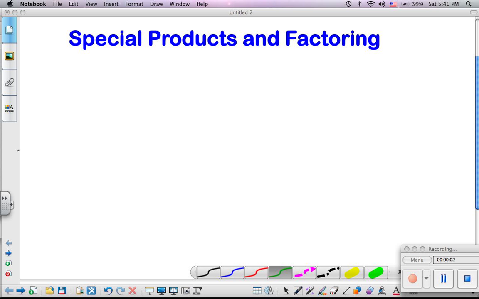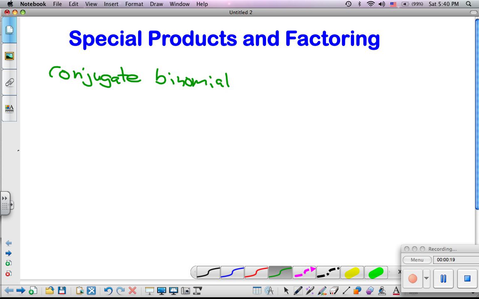Alright, let's talk about special products and factoring. First of which is going to be conjugate binomials, okay? C-O-N-J-U-G-A-T-E, conjugate binomials. So a binomial, B-I-N-O-M-I-A-L, is going to be a polynomial with two terms, right? So we could have something like x plus 3 and x minus 5.